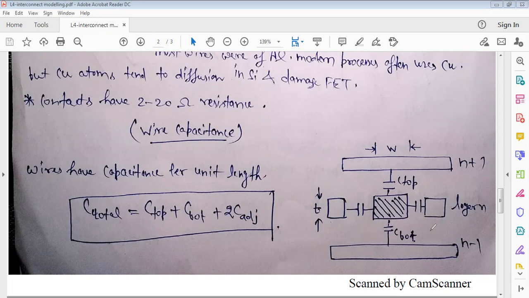Now another two capacitances will be associated with the layer above and the layer below, the middle layer. The top capacitor is C top and the bottom capacitor is C bottom. So what will be the total capacitance? The total capacitance will be the sum of C top, C bottom and 2 times the adjacent capacitance.